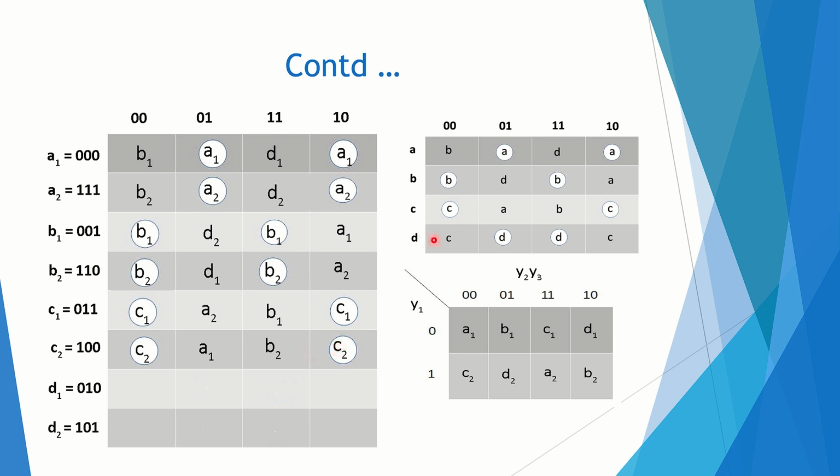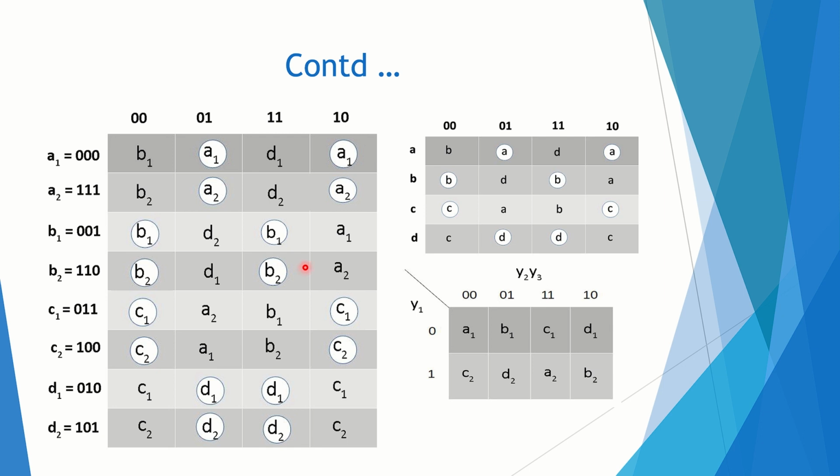C2 to C2 again is a stable state. Now the last one, D1 to C1: D1 to C1 is adjacent, so it is allowed. D1 to D1 is a stable state, and again D1 to C1 is adjacent and allowed. Now take D2 to C2: D2 to C2 is adjacent, so it is allowed. D2 to D2 is stable, and again D2 to C2 is allowed. So this is the final, modified flow table without critical races.